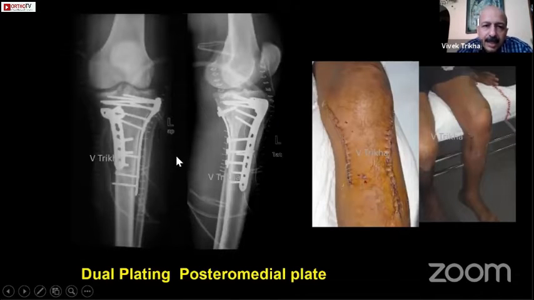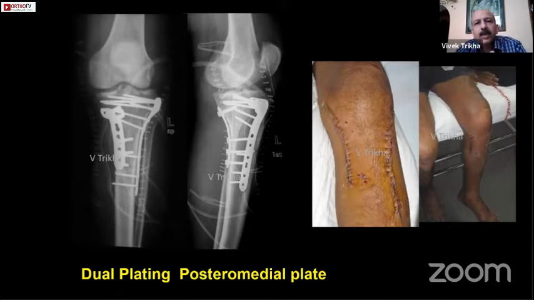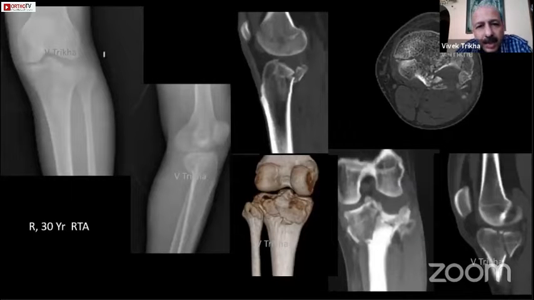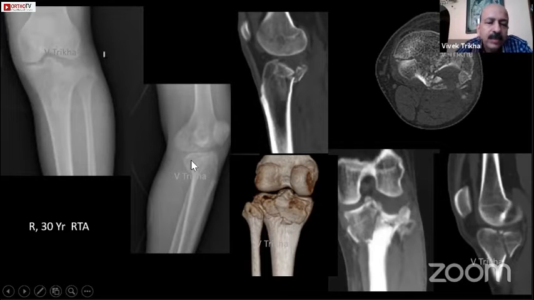And you can see that the same sort of fracture is fixed with an anterolateral plate, but the medial plate has shifted posteromedial. Now comes another CT. The X-ray is again the same. The two lateral views look the same in most of the cases, but it's the CT which helps us to define where the plate is going to be.